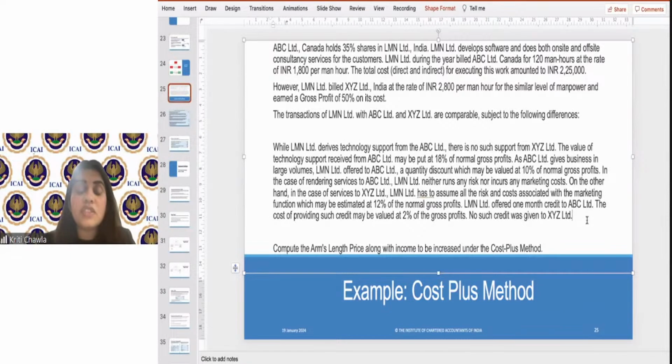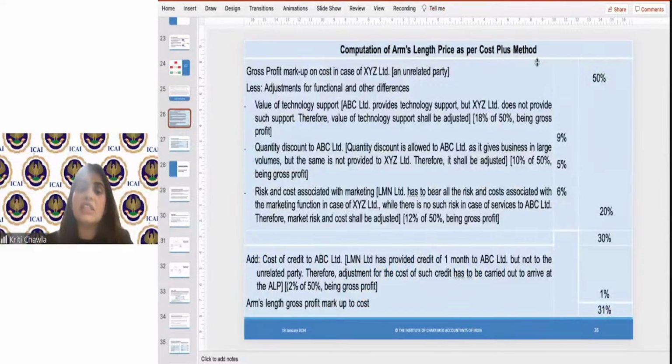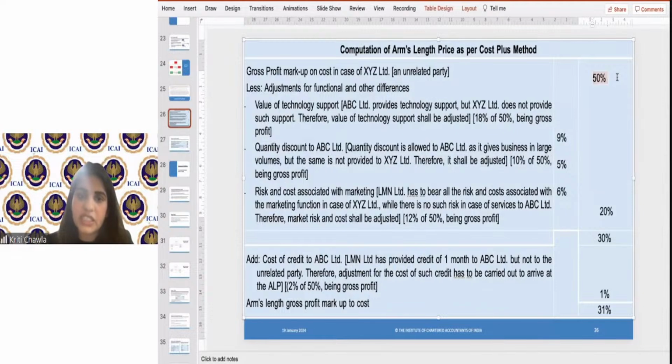So how do we start a question which is asking us for a cost plus method? What we do is take the gross profit of 50%, which is through an unrelated party. We take this gross profit and make all the adjustments possible. Then we see what was the gross profit in our situation, and we compare the 2 gross profits. So let's take the gross profit of the unrelated party, which is 50%.